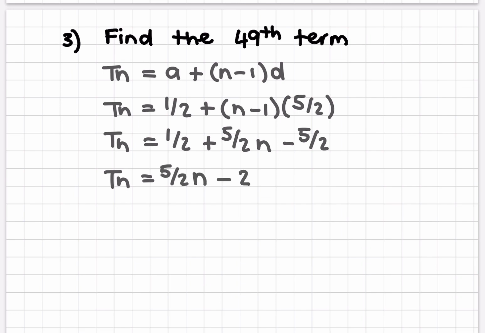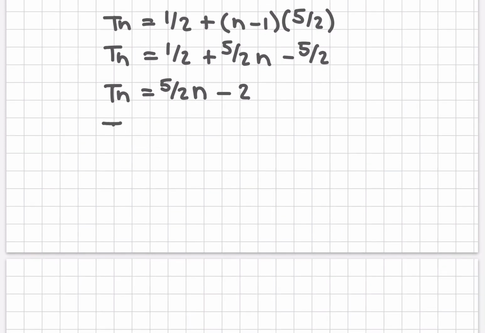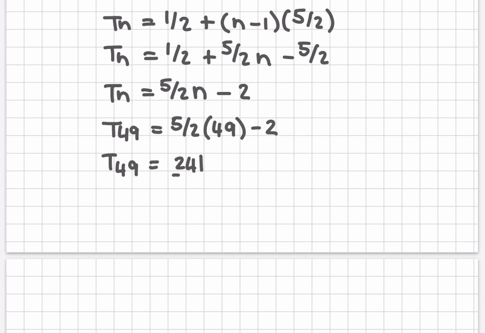Okay, so now to find the 49th term, that is a position. So that is where n is equal to 49. So to find term 49, we're going to sub into n: 5 over 2 times 49 minus 2. Term 49 is equal to 241 over 2, which is the same thing as 120.5.